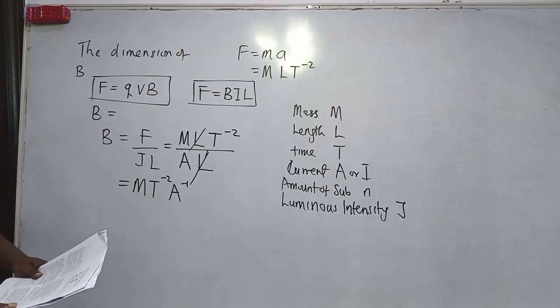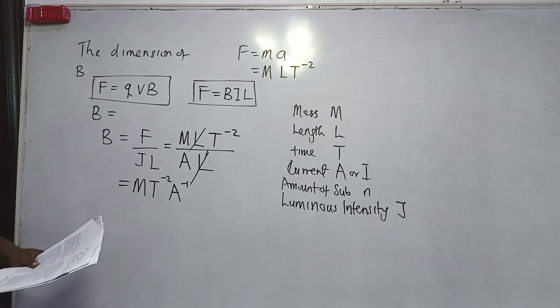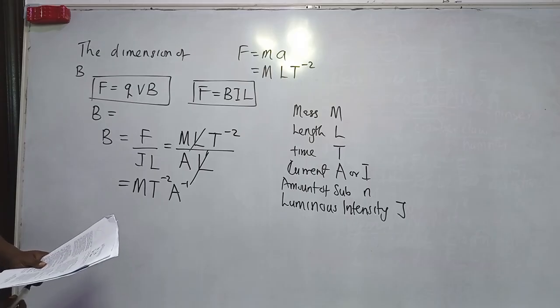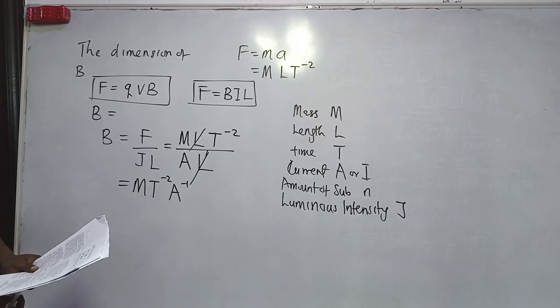So I think the option here is option D. Now A says MT raised to power minus 1 A raised to power minus 2. No. B says M raised to power minus 1 L, then T A raised to power minus 2. C says M raised to power minus 1 L raised to power minus 2 T raised to power minus 1. Then D is the answer: MT raised to power minus 2 A raised to power minus 1.